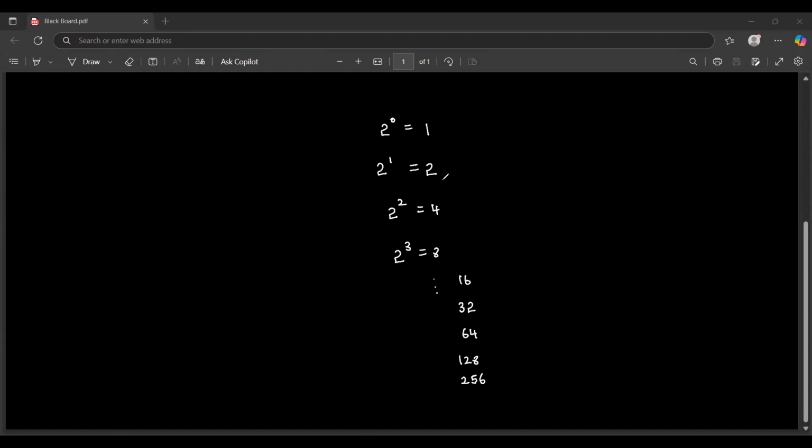Okay, so what you have to do is, you have to write the number as the sum of powers of 2. But you can't write it in random order. You have to go from the highest possible value that comes under the given decimal number. Okay, so let's do an example.